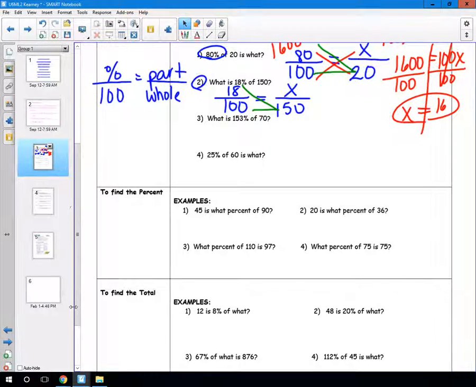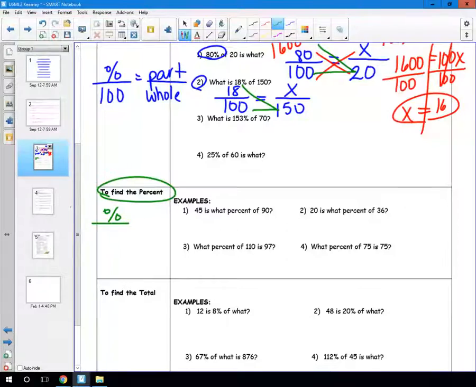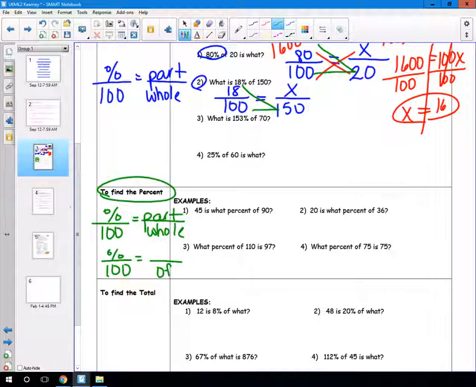So now let's go down to the next section. To find a percent, so this time we're actually looking for the percent. Good news, we're going to use the same percent proportion. Percent over 100 equals part over whole, okay? And I'm going to give you another one that might help you a little bit. This means the same thing. We said percent always goes over 100. And some key words that tell me to use the whole is "of" the whole, and "is" the part. Okay, so percent over 100 equals part over whole, or if it would help you, use percent over 100 equals is over of.